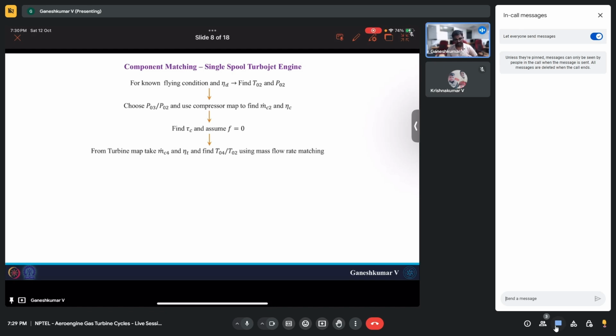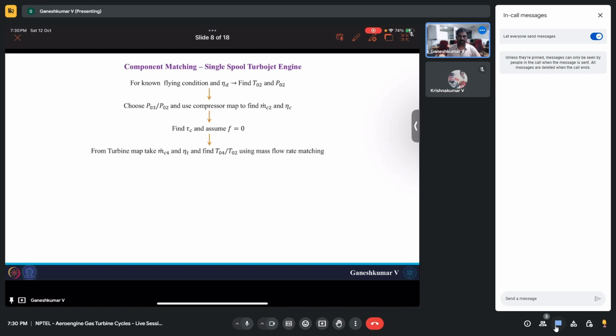So for that, you need additional information called m dot c4 and eta t. Okay, so it is again from the mass conservation. Whatever m dot c2 comes, upon adding fuel, it has to go through the turbine. Now, the turbine characteristics, the turbine map, the table that we have for the turbine, already gives us m dot c4 and eta t, right? So you can use this information to arrive at both f and T04 by T02.